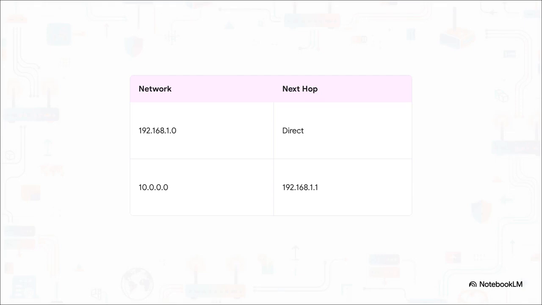And this brilliantly illustrates how that decision gets made. The routing table is basically a simple database of networks and directions. If a packet is looking for the 192.168.1.0 network, the table says, hey, that's directly connected, send it on through. But if it wants the 10.0.0.0 network, the table tells the router, okay, send this to the next hop at 192.168.1.1. It's just perfectly organized traffic direction.